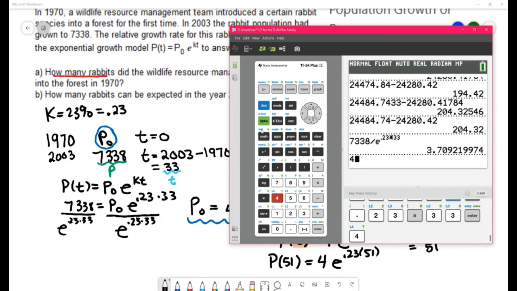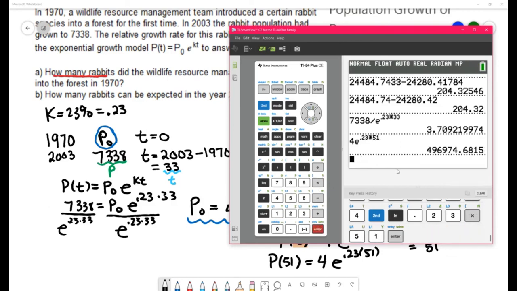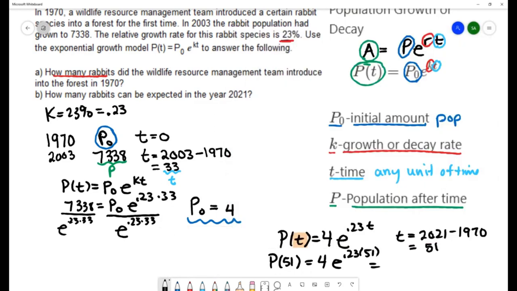4 times e to the 0.23 times 51 gives a really big rabbit population of 496,974, and let's round, so it'll be 496,975. So after 51 years, that rabbit population has grown significantly.